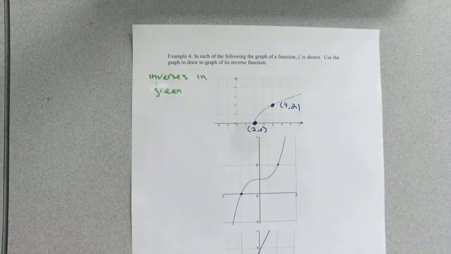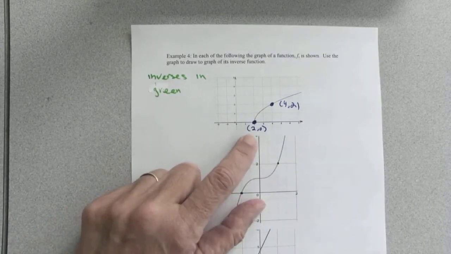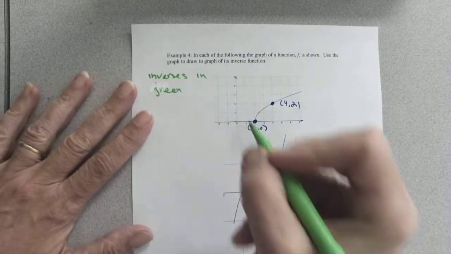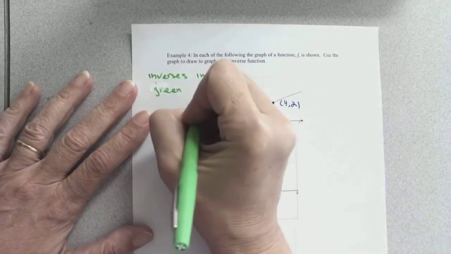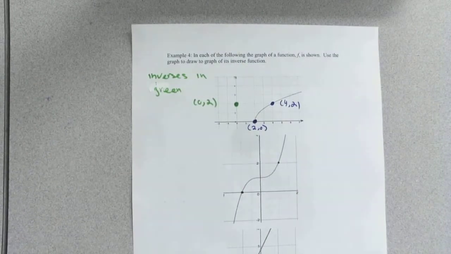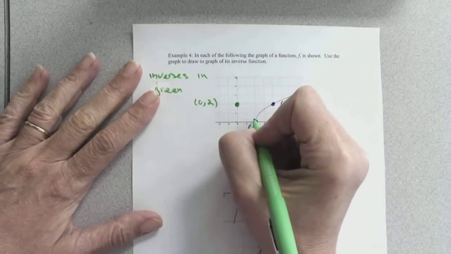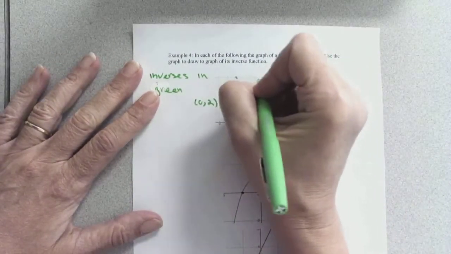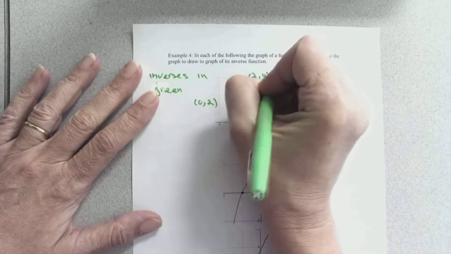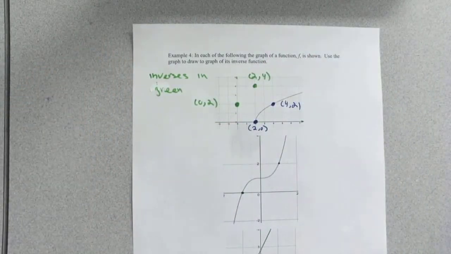Okay, the conclusion. Getting that inverse. The properties we're going to use. First one, the points get turned around. So if I have (2, 0) on one graph, I have (0, 2) on the inverse. And if I have (4, 2) on one graph, I have (2, 4) on the other one. So I have to have those points.